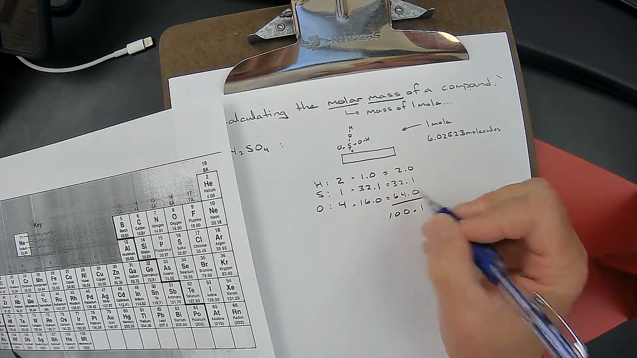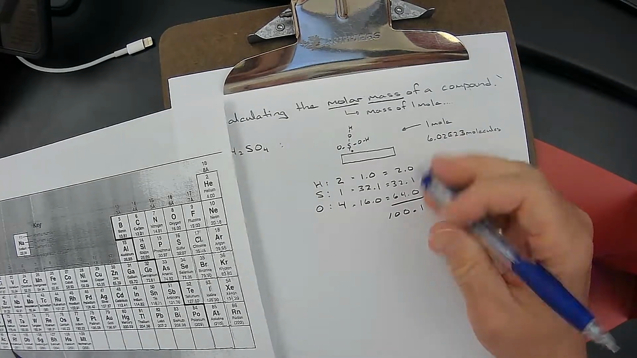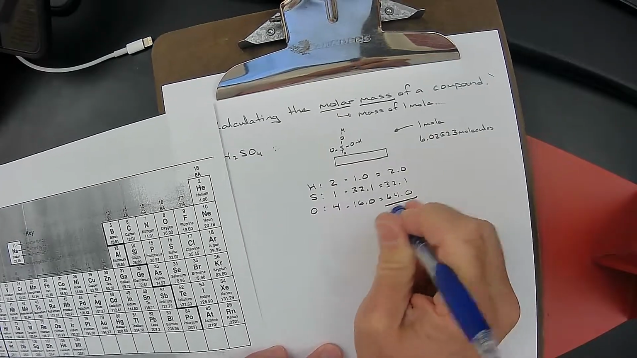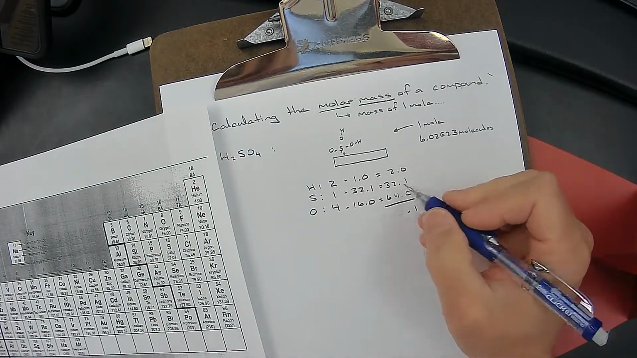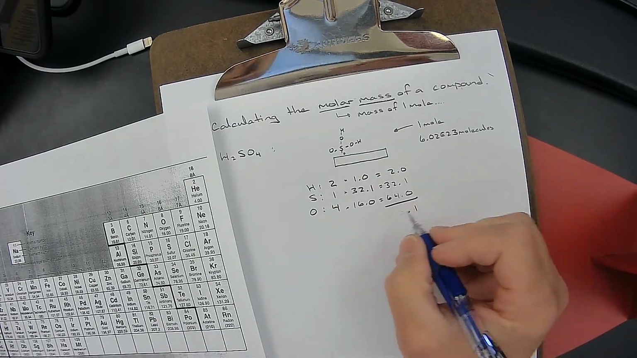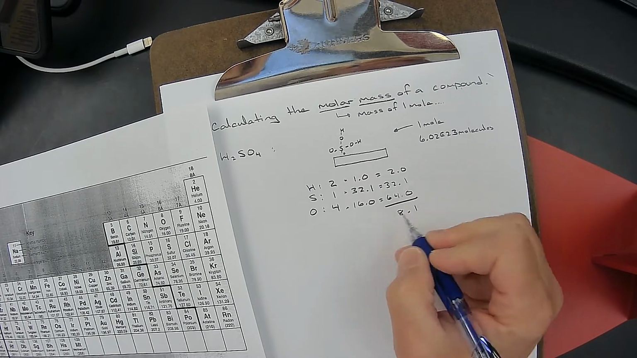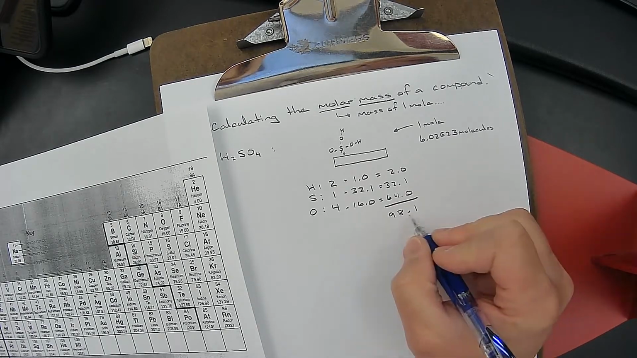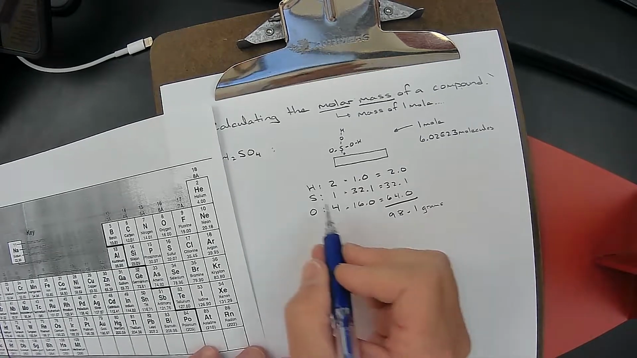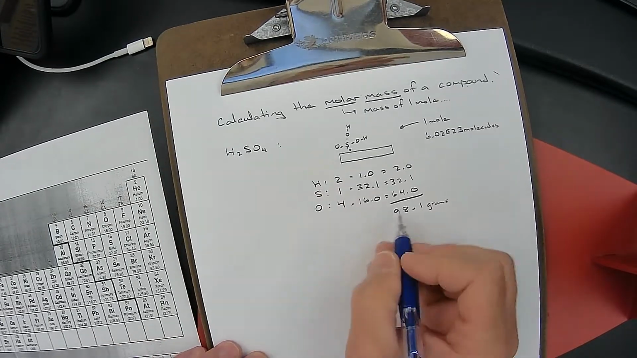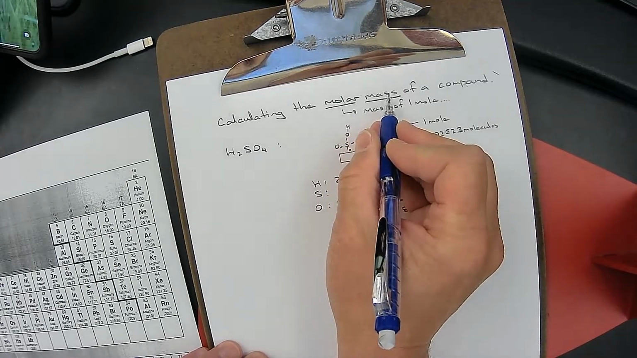I'm going to check to make sure that I added that correctly, and I did not. This is really an 8. That's what I get for trying to go fast. 4, 2, and 2 give me an 8, and then that gives me a 9. So that's 98.1 grams. The way that I interpret this number that I just added up is the molar mass.